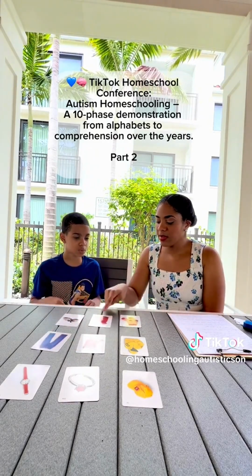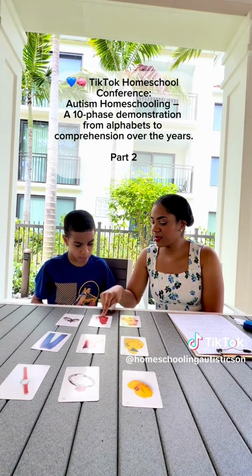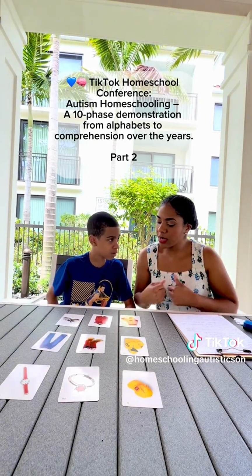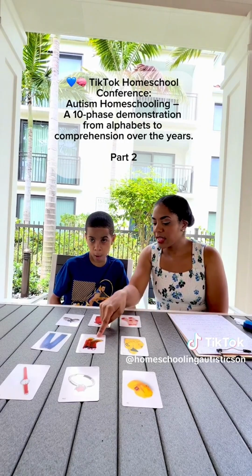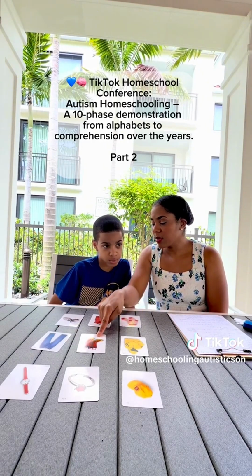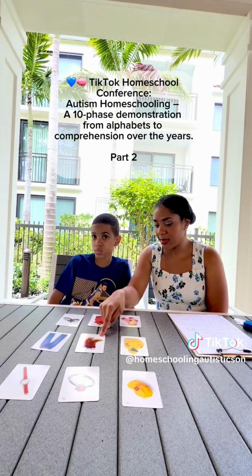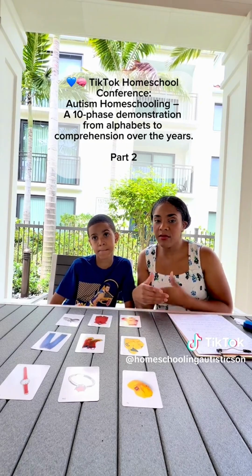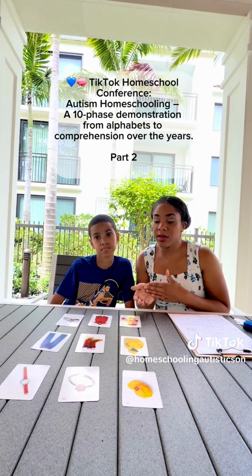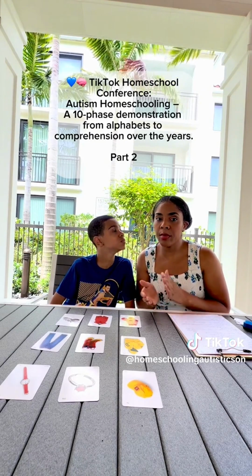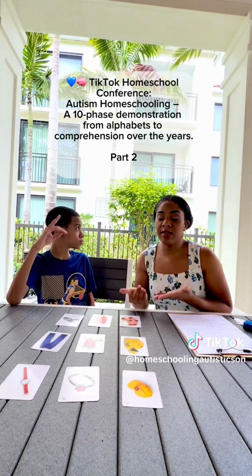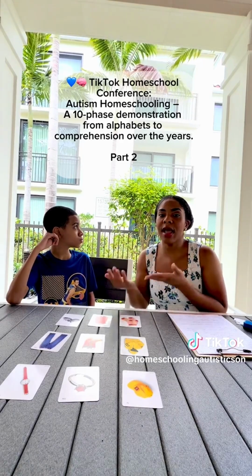Ready? This is a vest. You would wear it over a shirt. These are boots. You would wear them on your feet, maybe on a rainy day. The more context you give, the more they can relate it to their real life and the more they will remember that word.